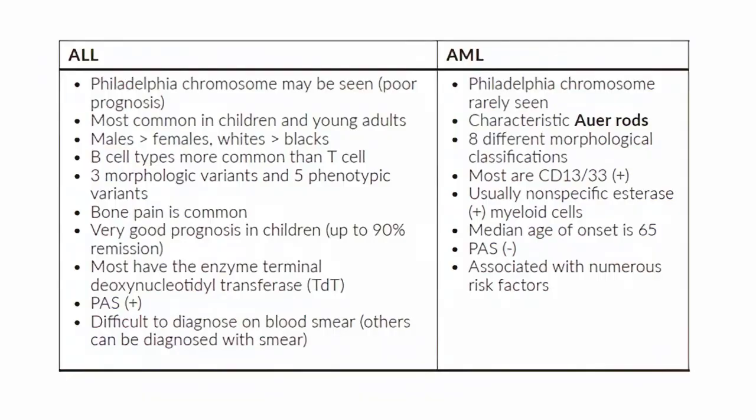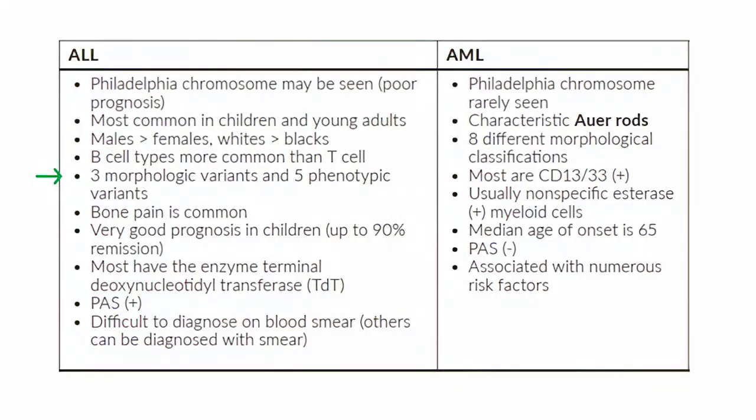So now look at the table. Let's talk about ALL first. The Philadelphia chromosome may be seen with ALL, but typically when we say Philadelphia chromosome, we're talking about CML. Now, we'll talk more about what Philadelphia chromosome is when we get to CML. For right now, just remember that Philadelphia chromosome is CML, but it may be associated with ALL and very rarely with AML. Now, ALL is most common in children and young adults.